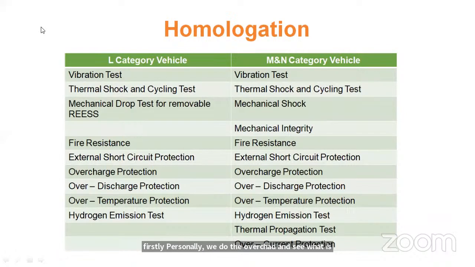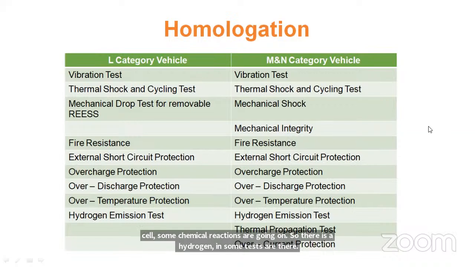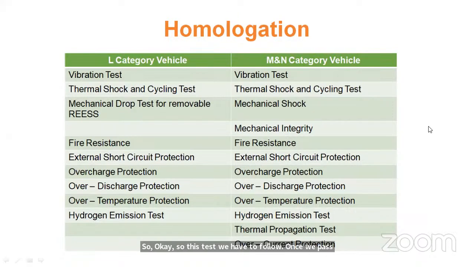Similarly, forcefully we do the over discharge. Over temperature we do. And last one, a hydrogen emission test is there. Since inside the cells some chemical reactions are going on, there is a hydrogen emission test, so that also should get passed. So this test we have to follow. Once we pass all those tests, then your battery pack is passed by the authority, and then you can use that battery pack for your use cases.